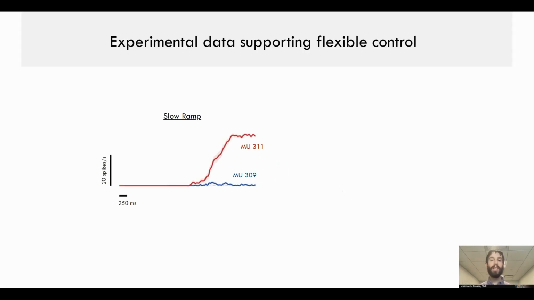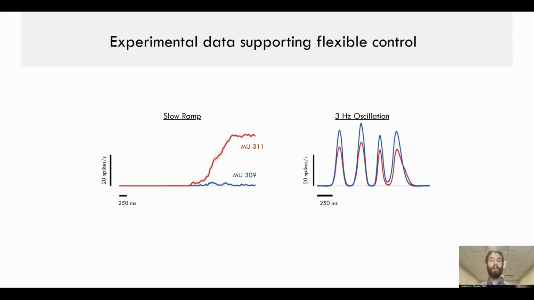On the other hand, we can see some individual examples, in particular when we're looking across widely ranging force profiles, that don't seem to support rigid control and support flexible control. So here are two motor units during the slowly increasing ramp condition, and then those same motor units during this fast 3 Hz oscillation. Now you can see here, while the blue motor unit increased its activity greatly, the red motor unit actually decreased. And this would be impossible in this rigid control hypothesis, as both motor units need to increase their activity together or decrease it together. You can't have one increasing while the other decreases. That would support this idea of flexible control.